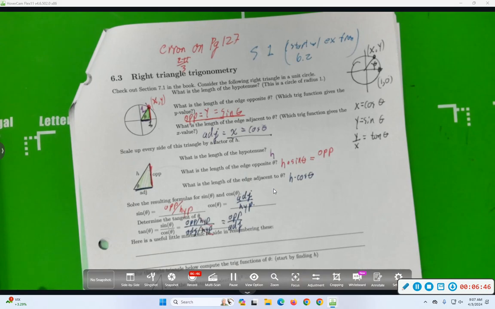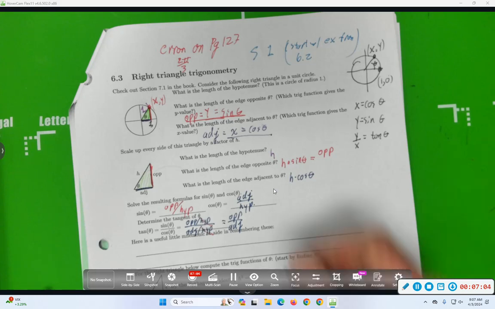All right, so those three equations, sine of theta is opposite over hypotenuse, cosine is adjacent over hypotenuse, tangent is opposite over adjacent. Those three equations are at the heart of what right triangle trigonometry says. They tell you that the trig functions give you ratios of side lengths.